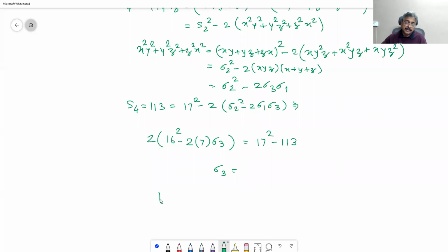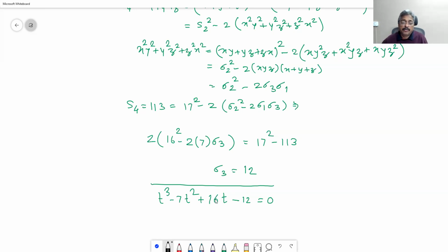Then form the cubic: t cube minus 17 t square plus 16t minus sigma 3. I think it will be 12. Complete it. Find sigma 3 first. Then solve this cubic and get the 3 distinct values of t. Assign them to x, y, z. Create all permutations and report your answer. Okay, correction here: I had written 17, it should have been 16t.